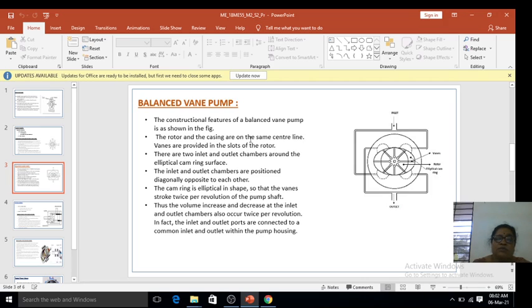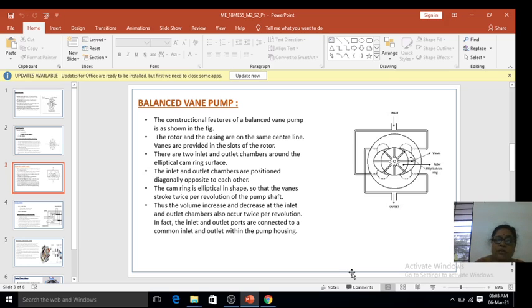The constructional features of the balanced vane pump, that you can observe from the figure: there are two inlets and two outlets, thereby we can balance the fluid pressure. The rotor and the casing are on the same center line. Vanes are provided in the slots of the rotor. There are two inlet and two outlet chambers around the elliptical cam ring surface, positioned diagonally opposite to each other.